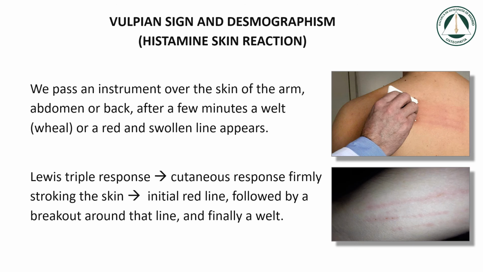Vulpian sign and dermographism. To look for the Vulpian sign, that is, a dermographism, we pass an instrument over the skin of the arm, abdomen or back, and we observe if after a few minutes a welt, wheal, or a red and swollen line appears. The Lewis triple response is a skin response that occurs when firmly stroking the skin, resulting in an initial red line, followed by a breakout around that line, and finally a welt. This is caused by the release of histamine.